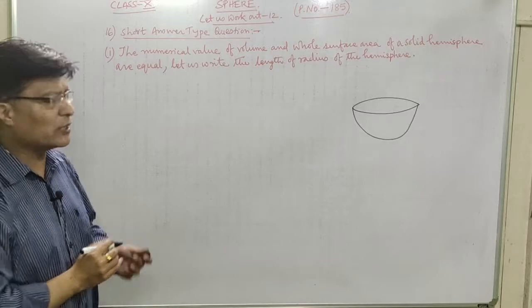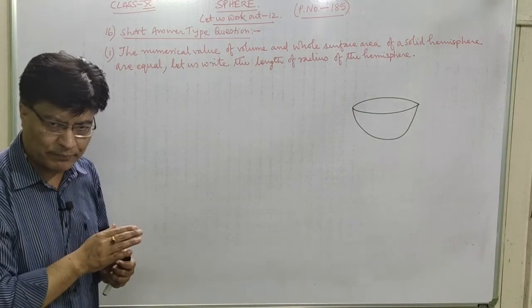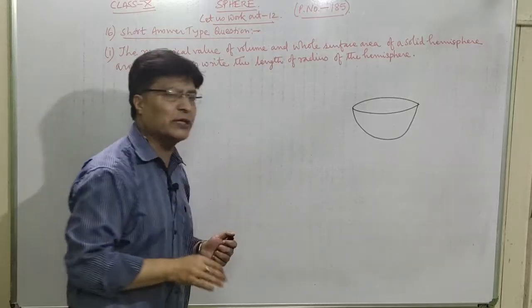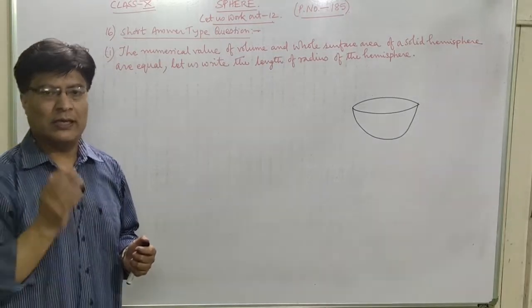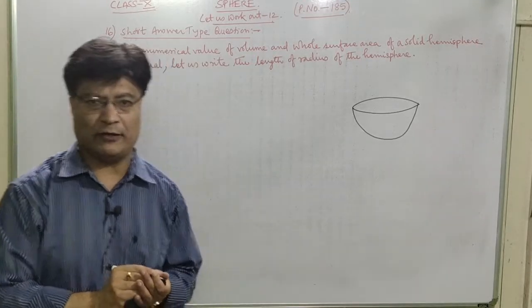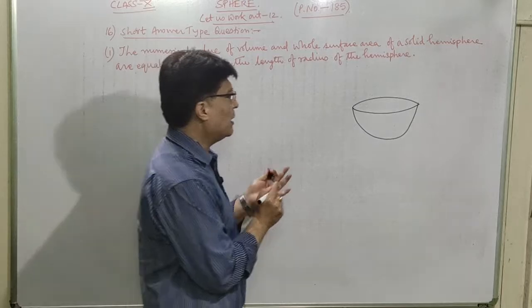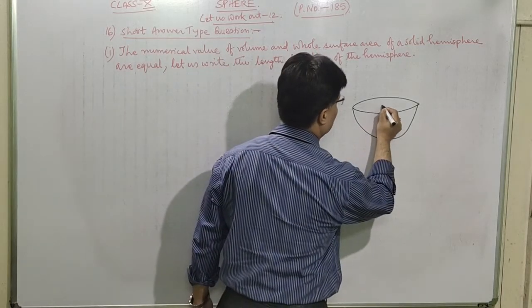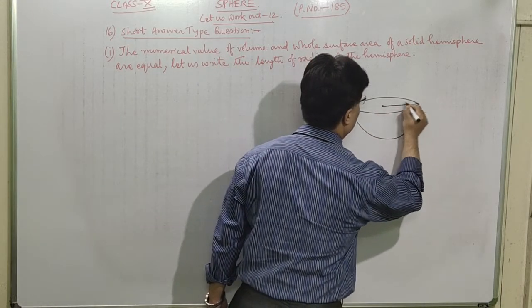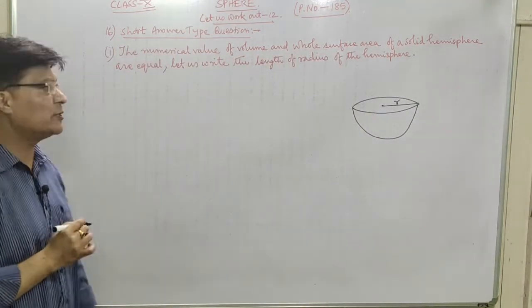Now in the question it is given that the numerical value of the volume of the hemisphere and the whole surface area of the hemisphere are equal. Now you have to find out the length of the radius of the hemisphere. Okay? So now how do we do this? What do we have to do with this hemisphere? Let us assume the radius, because you have to get the radius of the hemisphere.